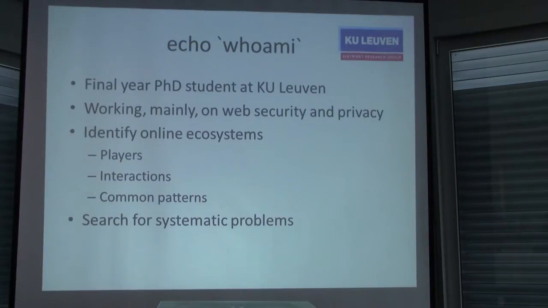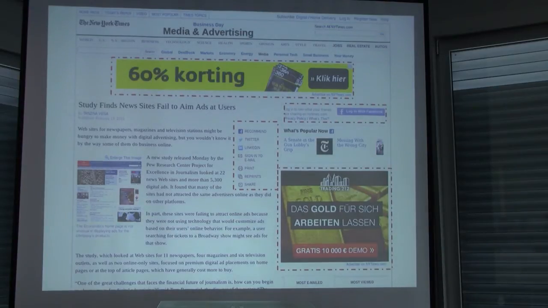I'm working mainly on web security and privacy, and what I like to do is identify online ecosystems that people haven't analyzed, and try to look at them systematically and identify the players involved, how they interact, search for common patterns across ecosystems, and then also search for systematic problems in them. So this talk is a bit of an ecosystem talk, so do keep that in mind when you're looking at the slides.